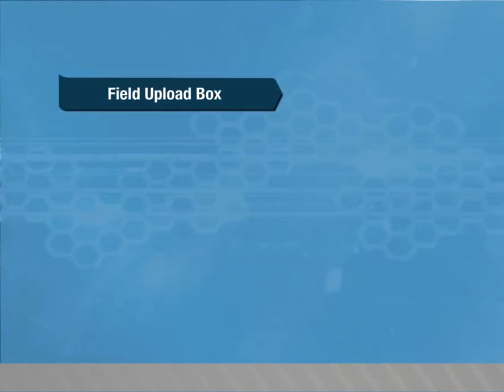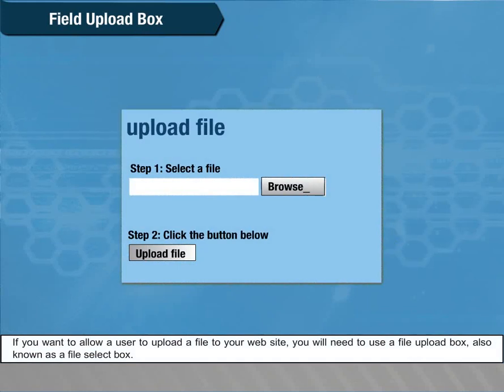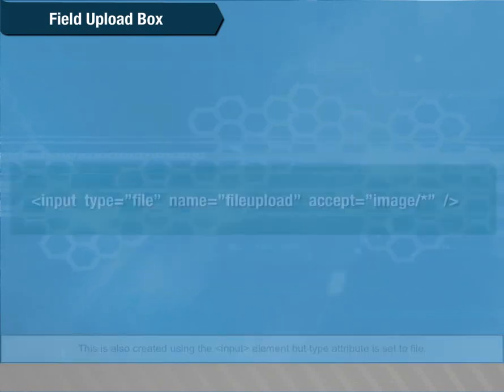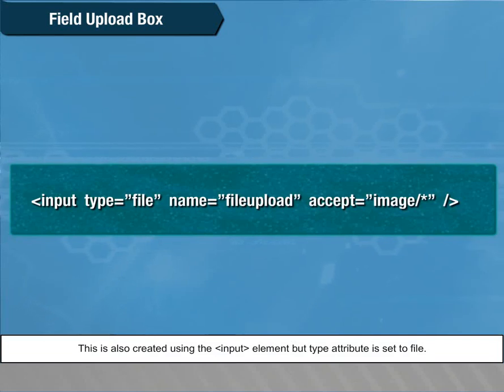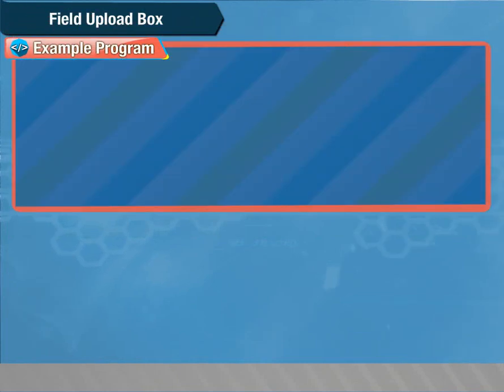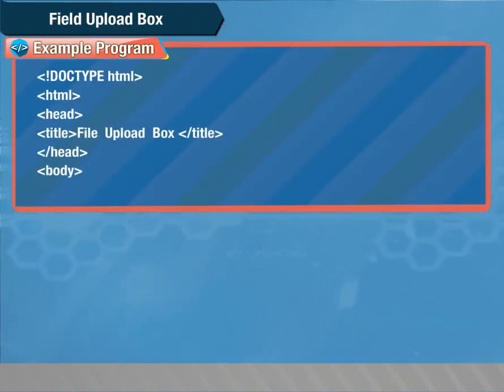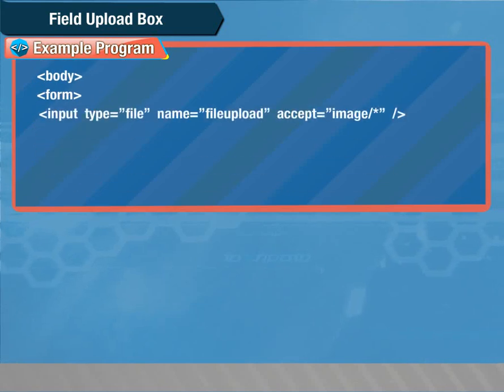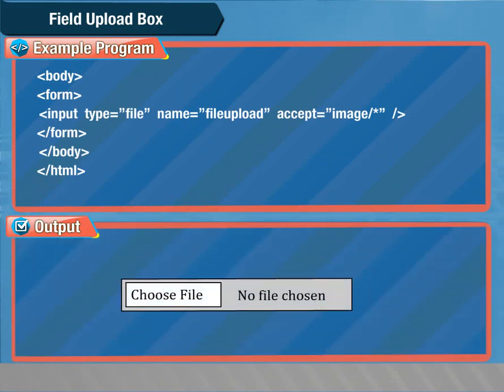File upload box. If you want to allow a user to upload a file to your website, you will need to use a file upload box, also known as a file select box. This is also created using the input element, but the type attribute is set to file. Let us see the example program of file upload box. The output of this program is shown on screen. Attributes.